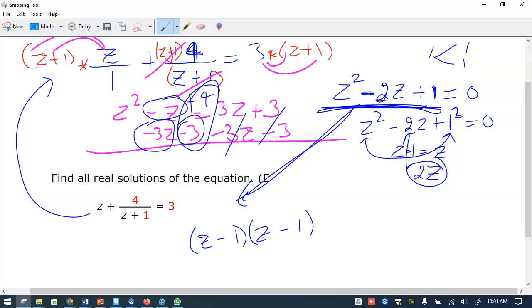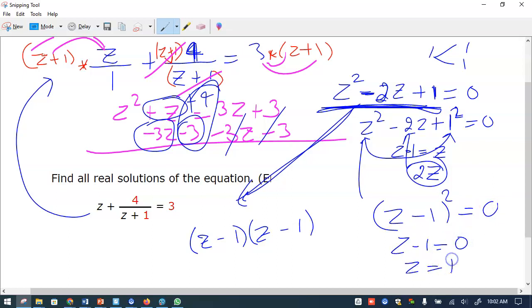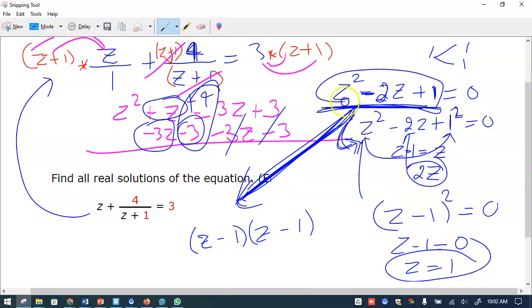So clearly, you can directly write this as z minus 1 the whole square equal to 0. That means z minus 1 has to be 0. So z is equal to 1 and you're done. So one is to use your regular factorization method, or sometimes it is kind of trivial that it is a perfect trinomial and you can directly write from this step to this step.